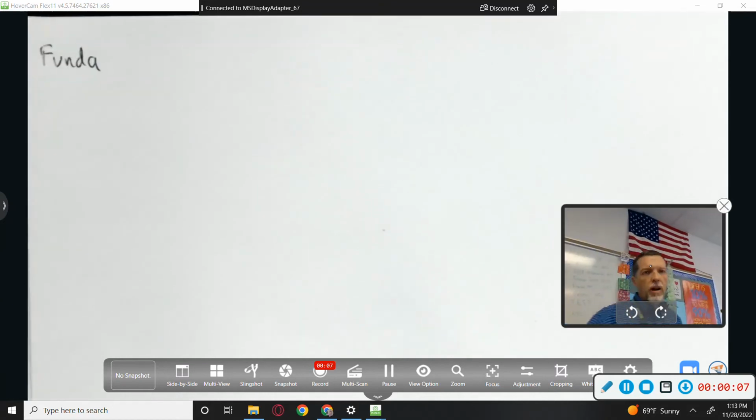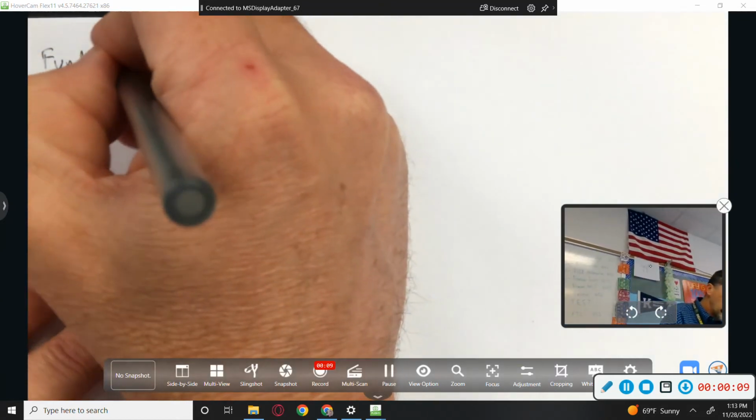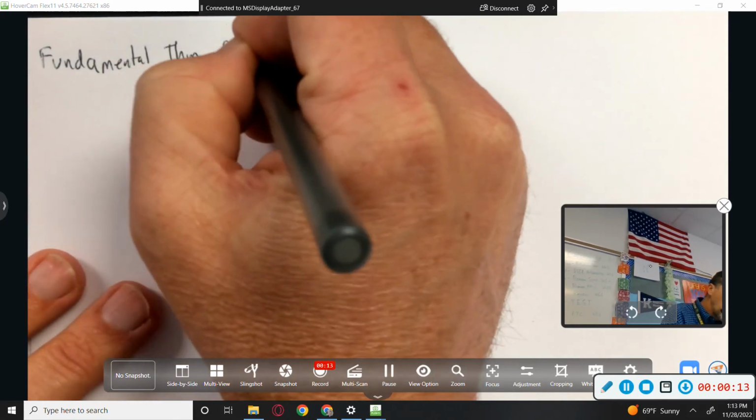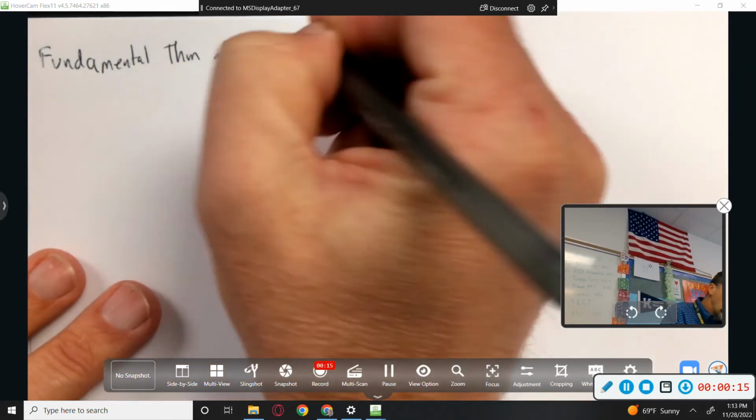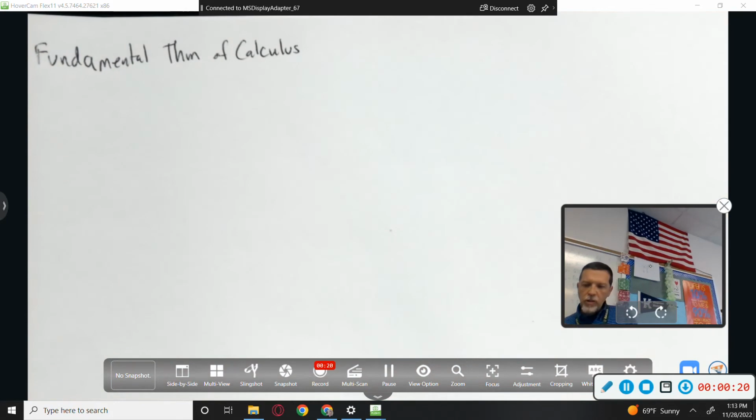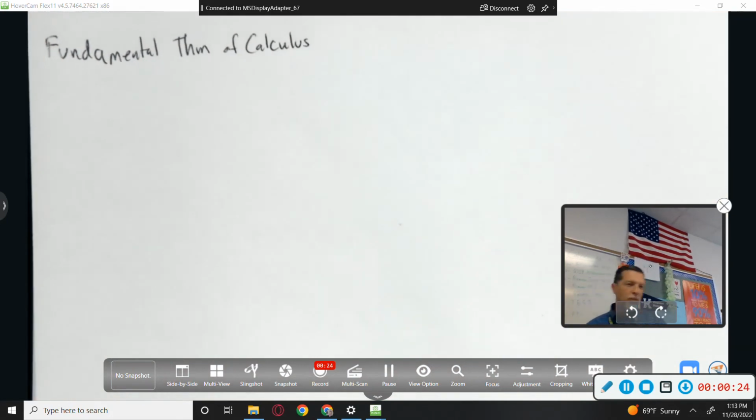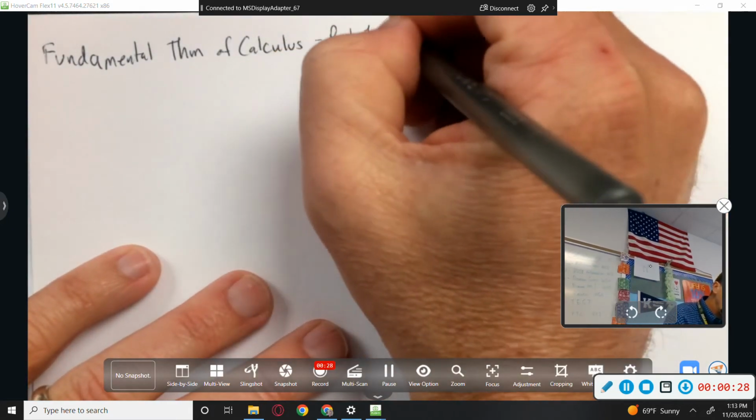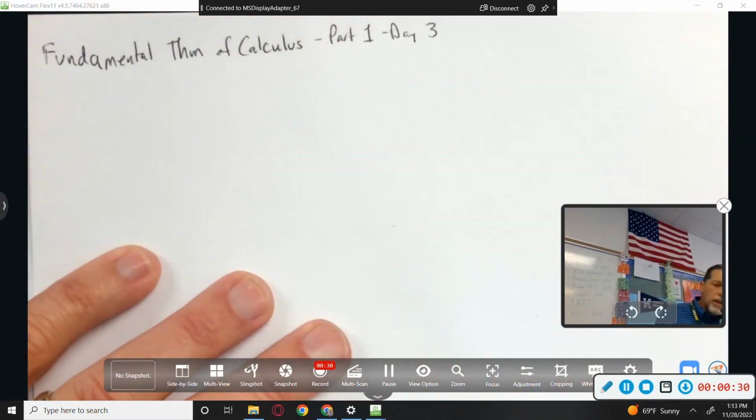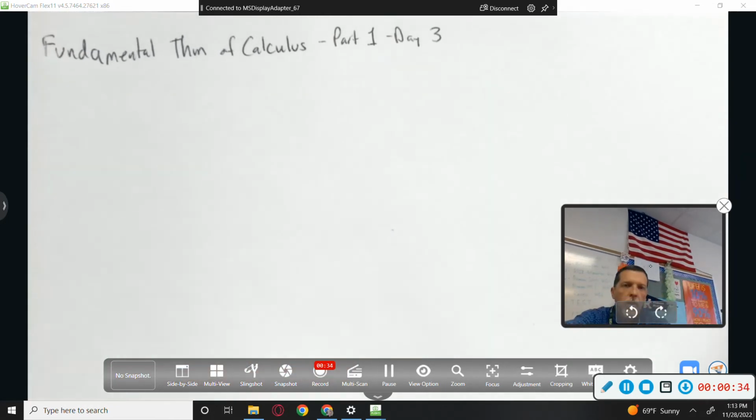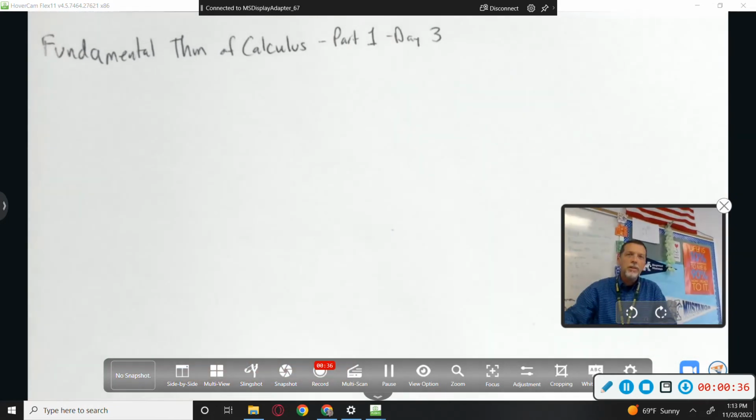Fundamental theorem of calculus. This is like day 3 of the fundamental theorem of calculus part 1, because there's sort of 2 parts. Part 1, day 3. We'll start part 2 on Wednesday.